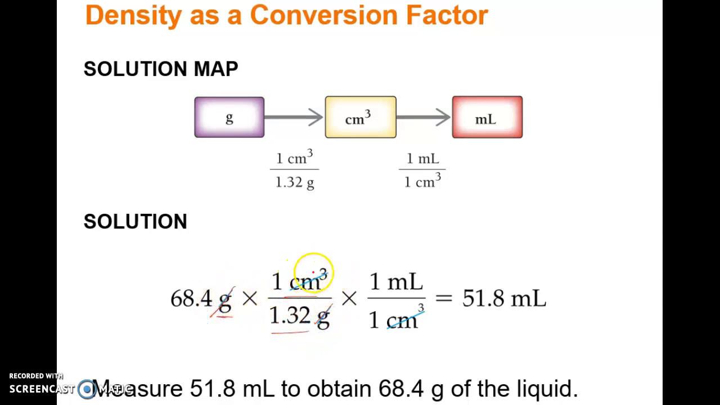So now we're in centimeters cubed, okay, which remember from the previous slide I wrote down that 1 centimeter cubed is equal to 1 milliliter, which is also equal to 1 cc. So cc is centimeter cubed, which is 1 milliliter. So we can get this to cancel and end up in milliliters. So we're going to take 68.4 divided by 1.32, and this is just a 1-to-1. So it's 51.8 milliliters.